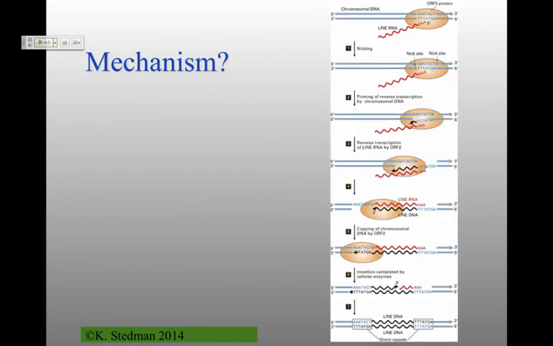Talk about the mechanism here. And again, I just copied these slides directly. This is the mechanism for the non-LTR retrotransposons. And what we're looking at here, so I mentioned that you didn't get the direct repeats. That's true in some cases. In some cases you actually do get these direct repeats.